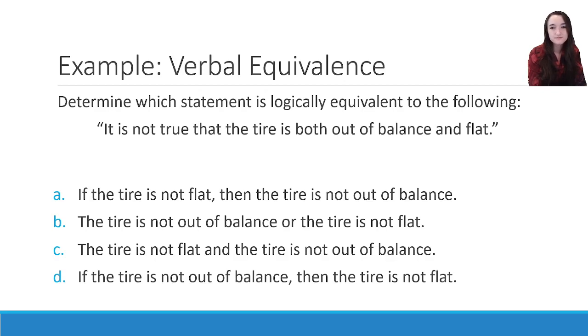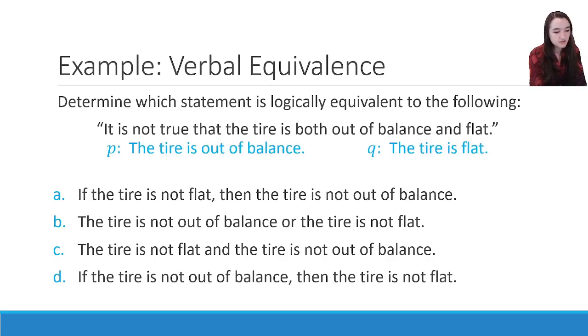Symbolic statements are a lot easier to work with. So, if we say P is the tire is out of balance and Q is the tire is flat, then the given statement, it is not true, remember, that's saying that the entire statement is false, so that's negating the whole statement. And then we have an and between our P, Q, gives us negation of P and Q. So now for each of these given statements below, we're going to write them symbolically.